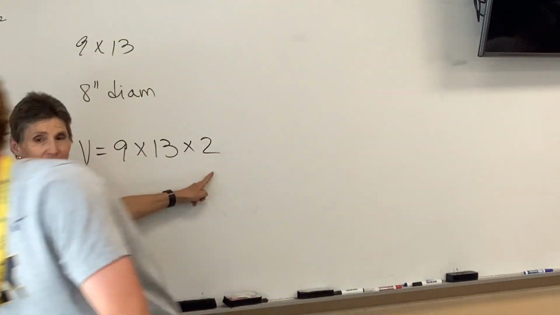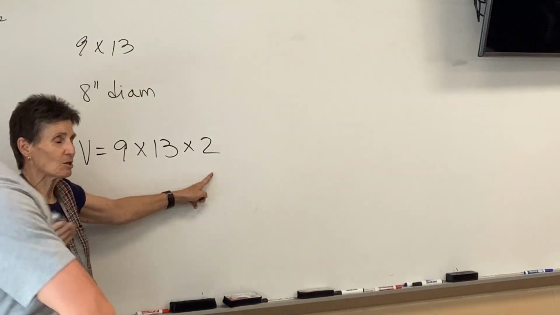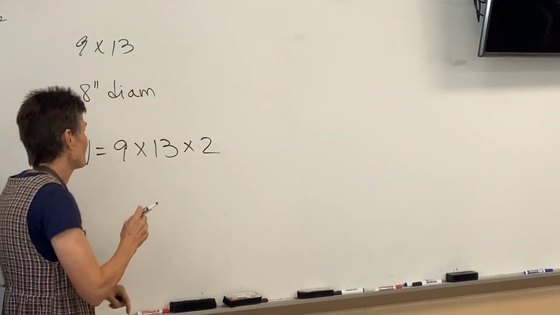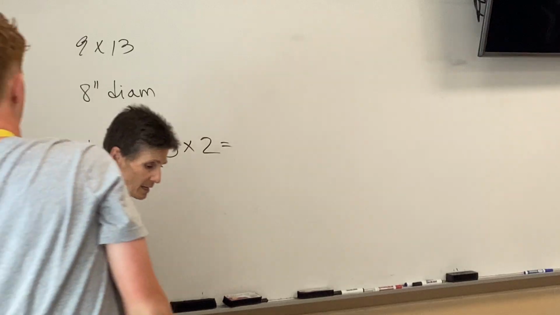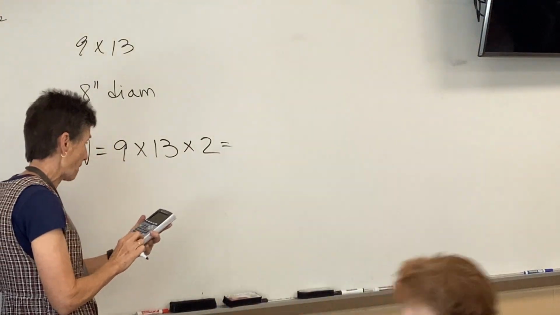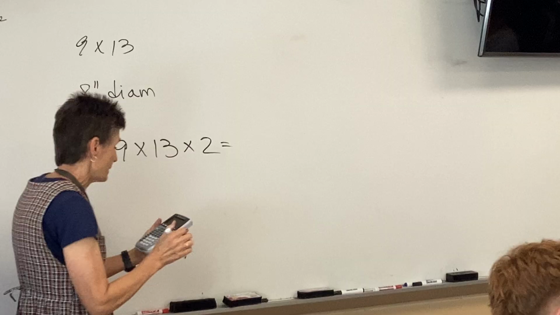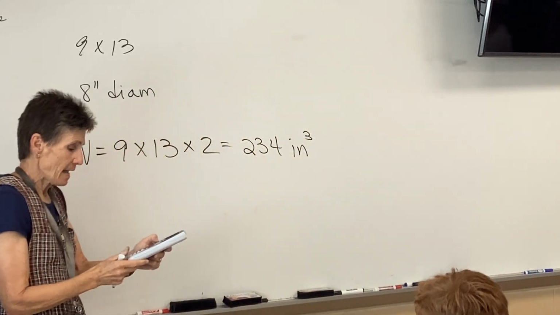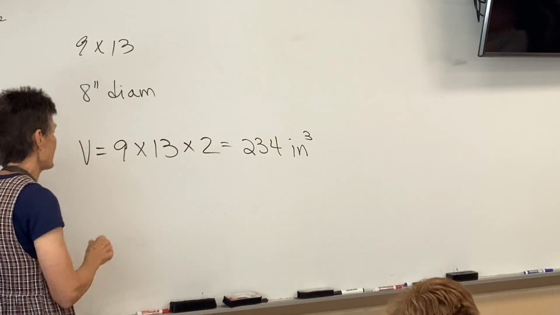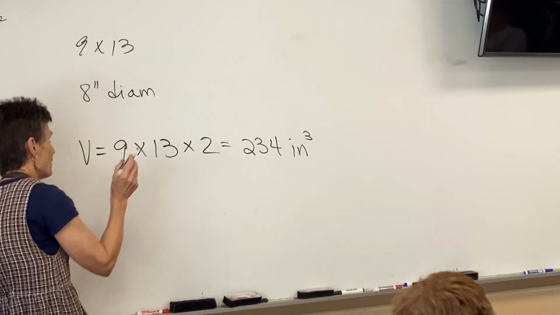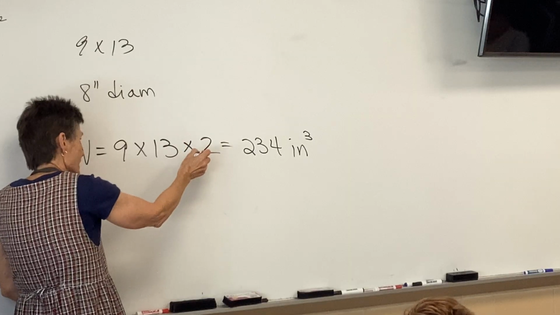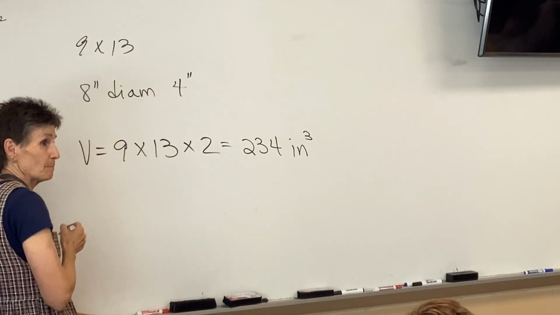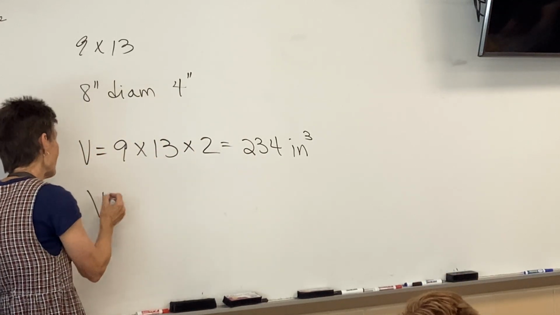Now, remember, that number is completely made up. We're just estimating that cake is 2 inches tall. So what would the volume be? How much cake am I going to get? 234. Yep, 234 cubic inches. Now, what about the round cake? Keep in mind that if the flat cake is 2 inches thick, then this one's going to be 4 inches thick. Yep. All right, so how do I find the volume of that?